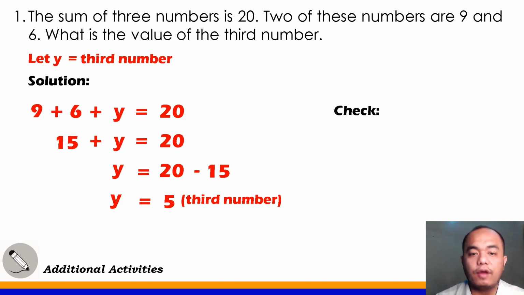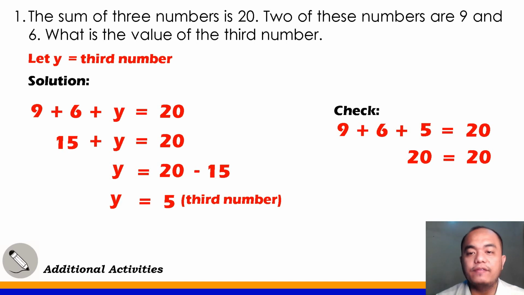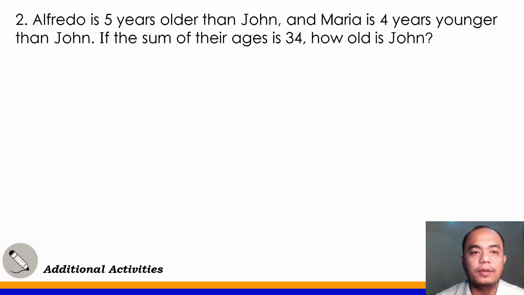So, let's check if our answer is correct. So, we will substitute 5 in our variable y. So, that is 9 plus 6 plus 5 equals 20. So, we have the same answer on the other side. So, we have equal, no? Both sides now are equal. So, our final answer here is 5. 5 is the third number.